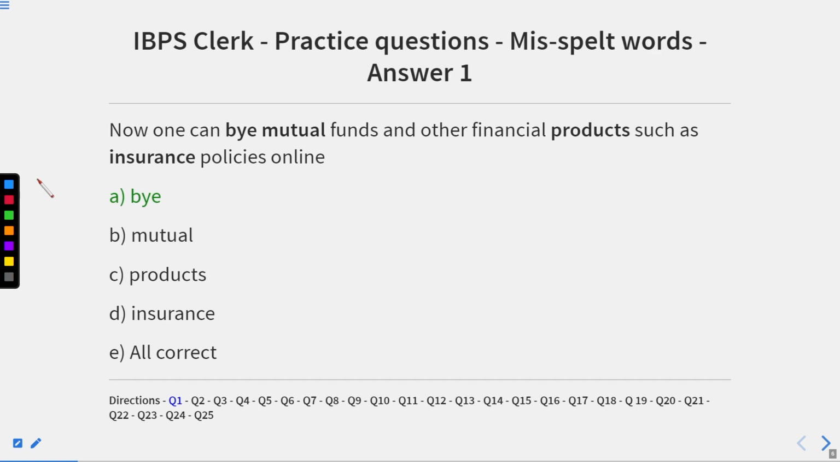Therefore, our answer is A, because this word is incorrect in this sentence. So the correct spelling will be BUY. So this is the correct word to be used. So now one can buy mutual funds and other financial products such as insurance policies online. It means that we can purchase any insurance policy or other financial products, mutual funds online as well. We need not go to market and buy them from agencies and all. So this is how these type of questions can be done.